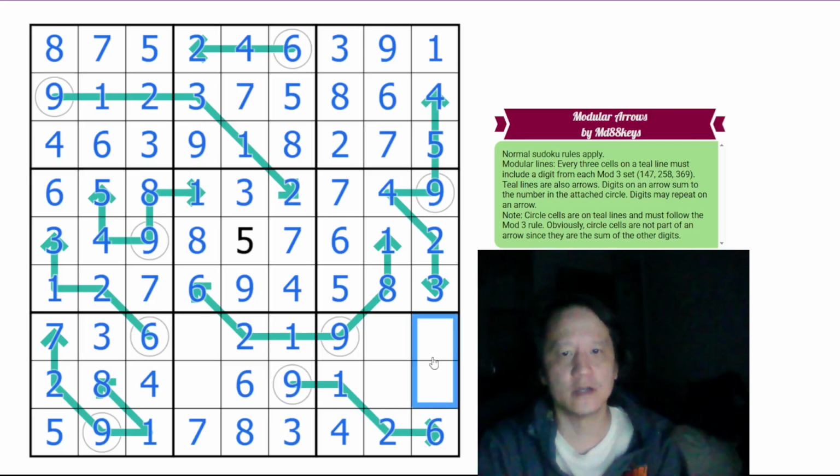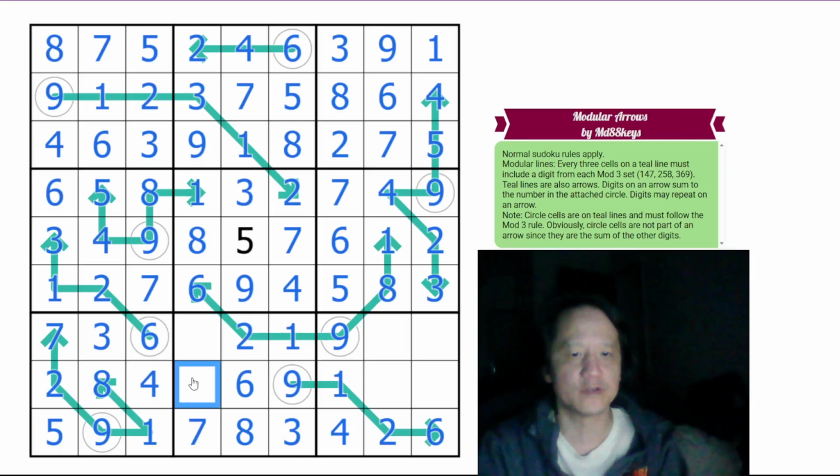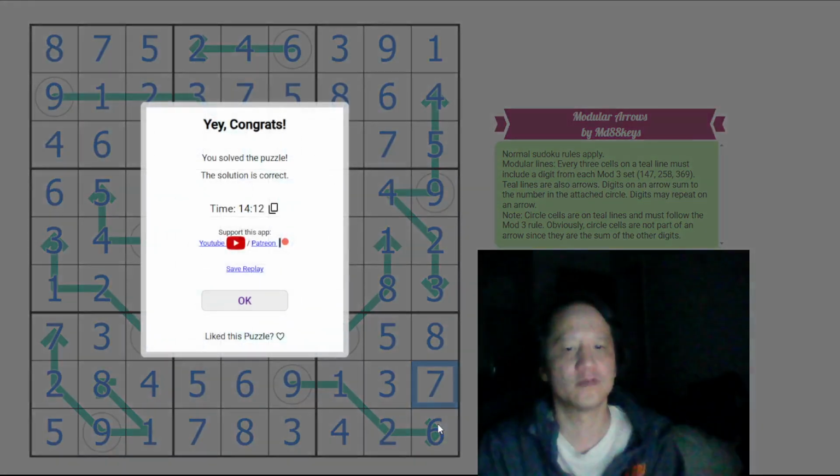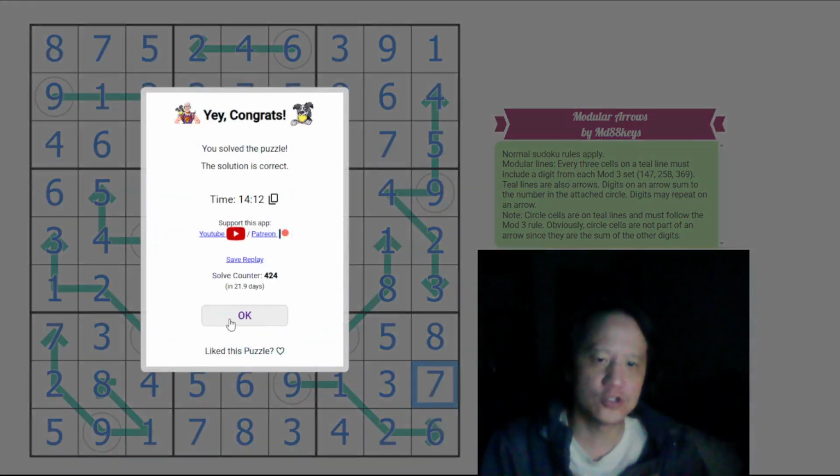In column, I guess we should do column 4. We have 4 and 5 remaining. This can't be 4 because of the 4 in the row, so that's 5 and 4. Column 8, we have 3 and 5 remaining. This can't be 3 because 3 in the row, so it's 5 and 3. That leaves this as a 8 and this as a 7. And that's a solution to it.